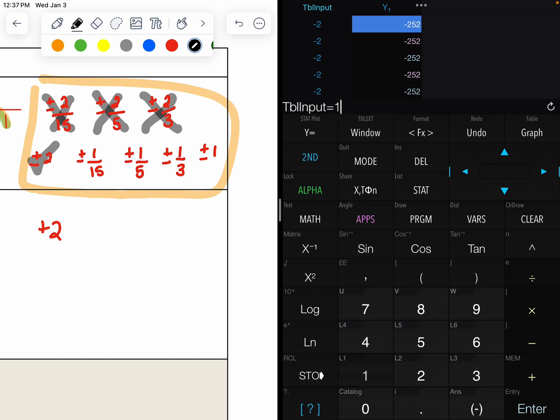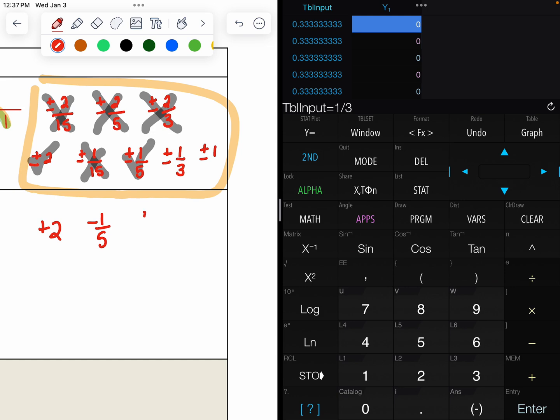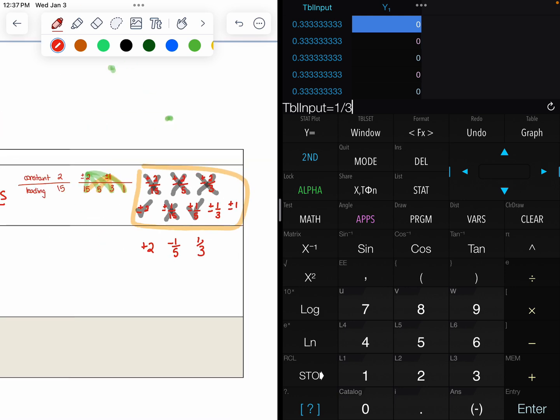Now I'm going to try 1 over 15. No. And negative 1 over 15. Remember, I'm trying to get 0. That's what makes it a root. Okay, X. I'm going to try 1 over 5. That didn't work. How about negative 1 over 5? Ooh, good. All right, I'll put a check mark because I did it. Now I'm going to try positive 1 over 3. Yay, I got it. Okay, I'm actually going to stop there. I'm not even going to test anymore.